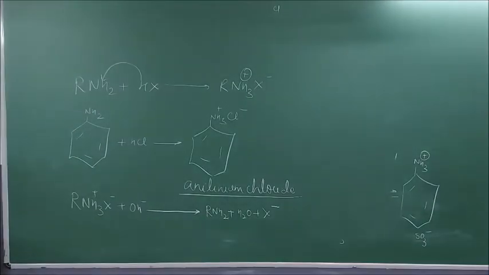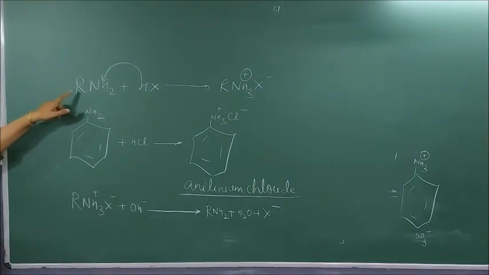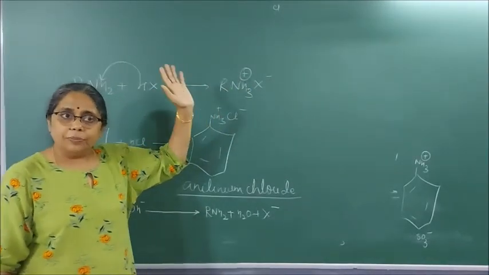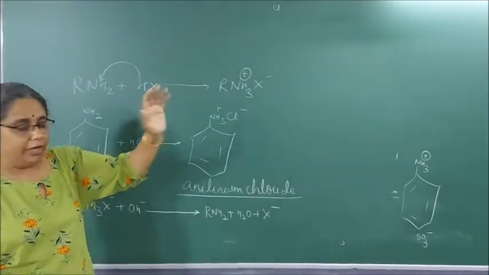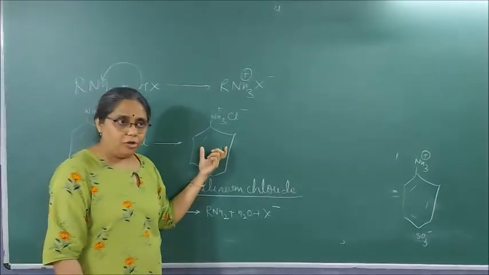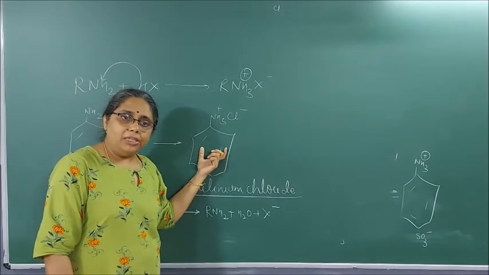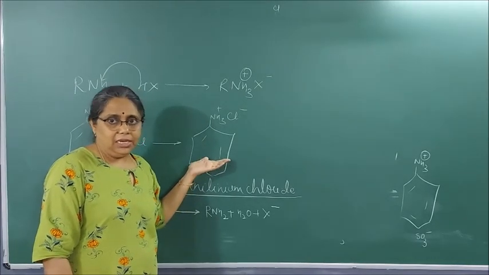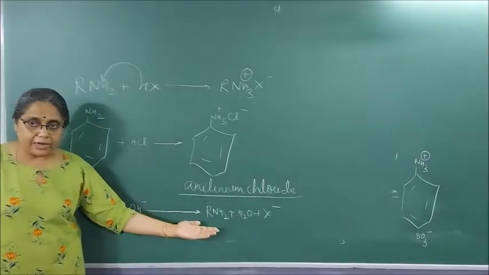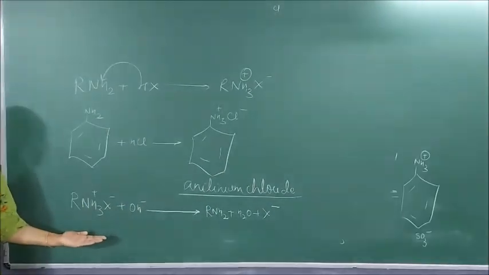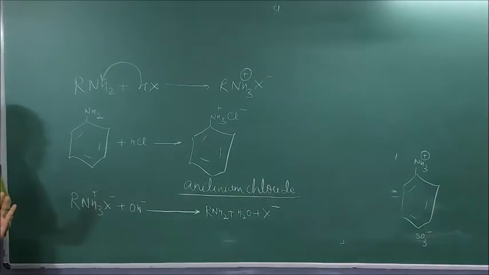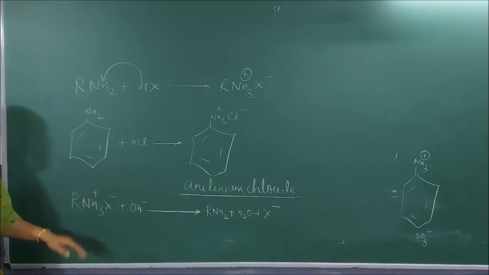First thing, when any aliphatic amine reacts with acid, it forms a salt. Salt has a positive ion and a negative ion. When an aromatic amine reacts with acid, it also forms a salt. This shows that amines are basic in nature. From the salt, I can retrieve back my parent amine by reacting it with a base, or in basic medium. Please write this equation.